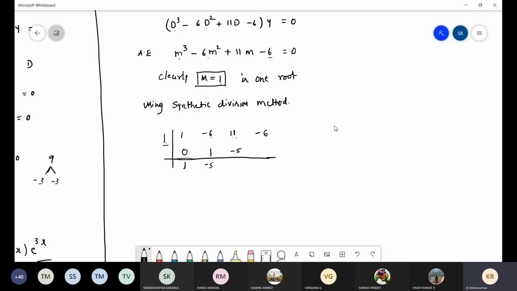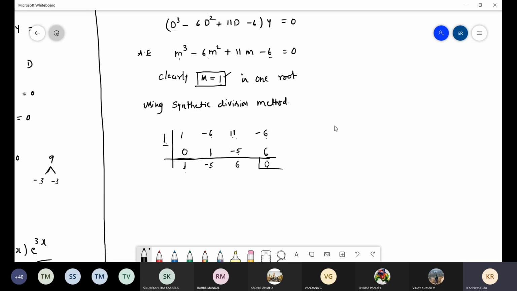Now 11 minus 5 is 6. 6 into 1 is 6. That minus 6 plus 6 is 0. See, always you should get 0 here. Remember this: if the root you chose by trial and error is correct, definitely you will get 0.